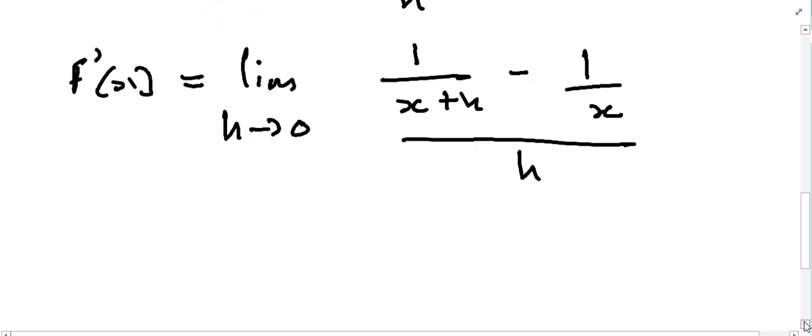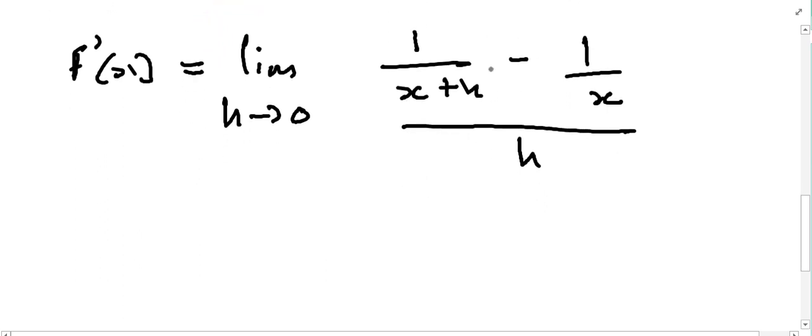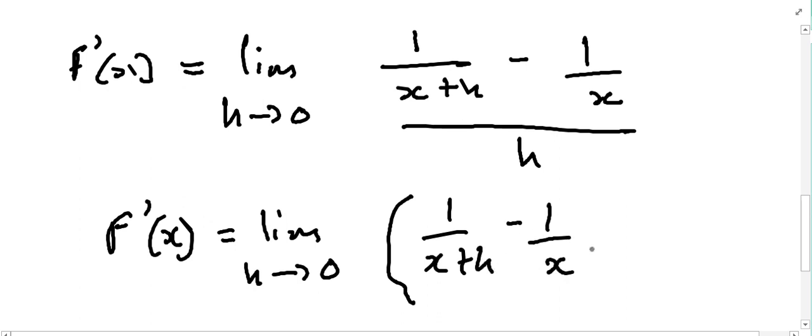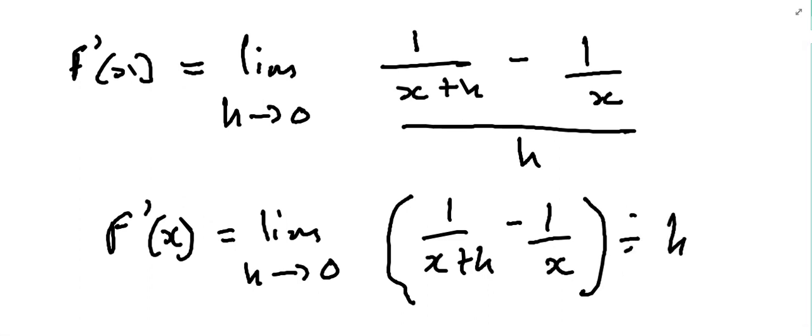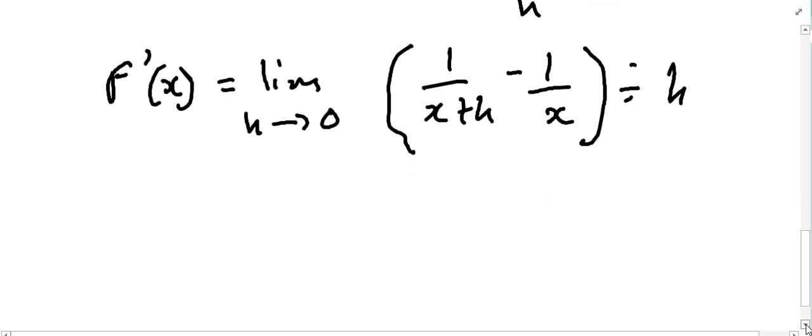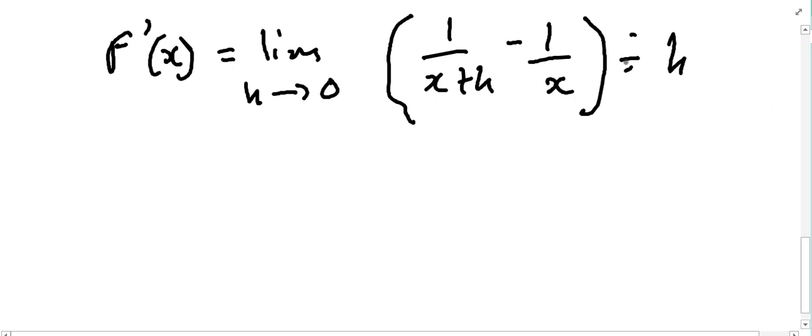It is very hard to work out something in this form. Since these are fractions, this can also be written as f prime of x is equal to lim as h approaches 0 of [1 over (x plus h) minus 1 over x] divided by h. So we have that, guys. When we have that, it's very easy for us to understand from that point of view.